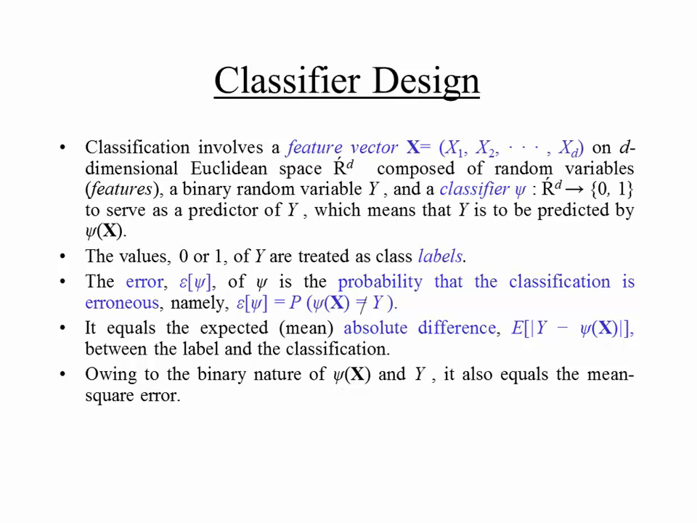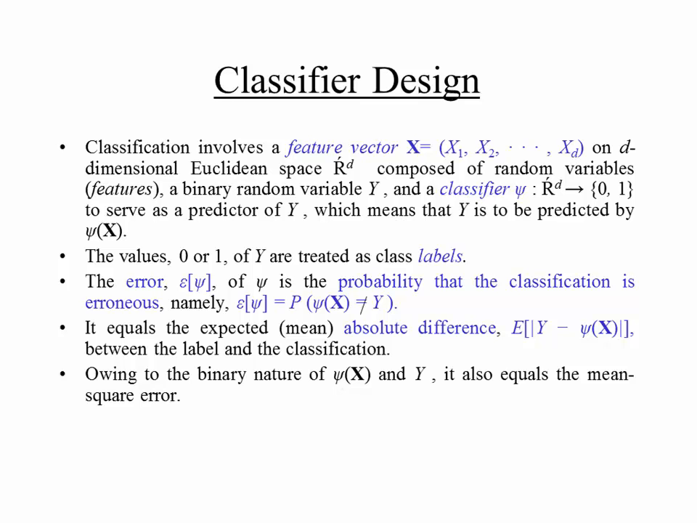So classification involves the feature vector x, which is d-dimensional, composed of random variables or features. Then you have a binary random variable y, because we are assuming that there are two classes, 0 and 1. And the classifier is basically a function that takes the feature vector as its input and spits out a class label, either 0 or 1.